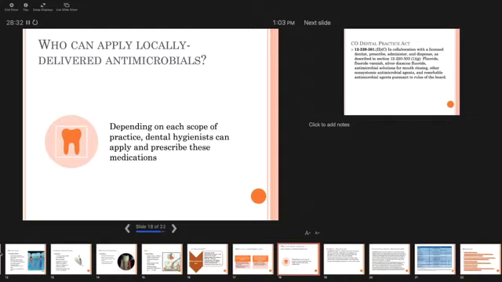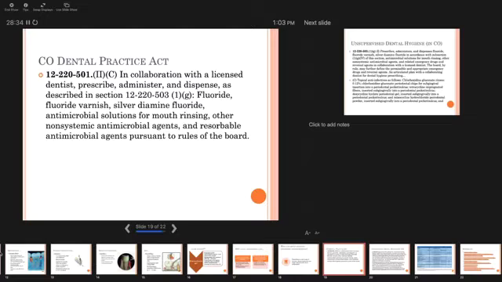So let's talk specifically about Colorado's Dental Practice Act. In Colorado, dental hygienists can prescribe, administer, and dispense if they have a collaborative agreement or an articulated plan with a licensed dentist, a Colorado licensed dentist. So dental hygienists in Colorado can administer, prescribe, and dispense things like fluoride, fluoride varnish, SDF, antimicrobial solutions for mouth rinsing, and other non-systemic antimicrobial agents.